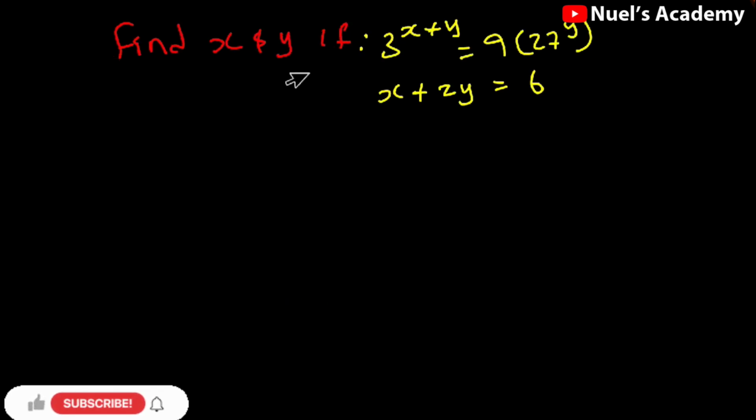Find x and y if 3 raised to power x plus y is equal to 9 into 27 raised to power y, and x plus 2y is equal to 6. Let this be our equation I, and then this equation II.